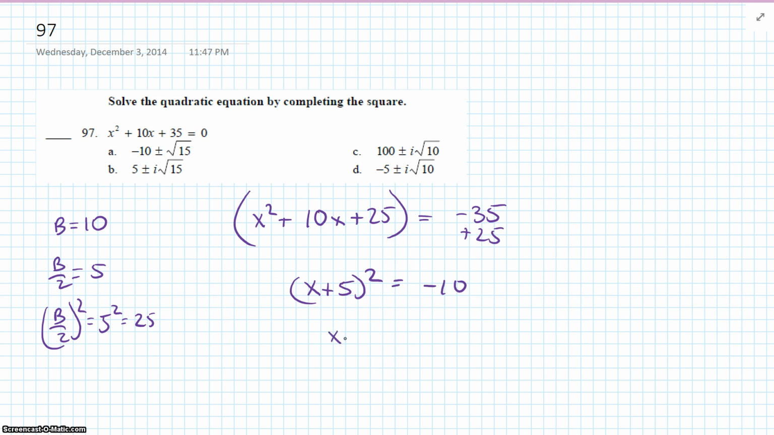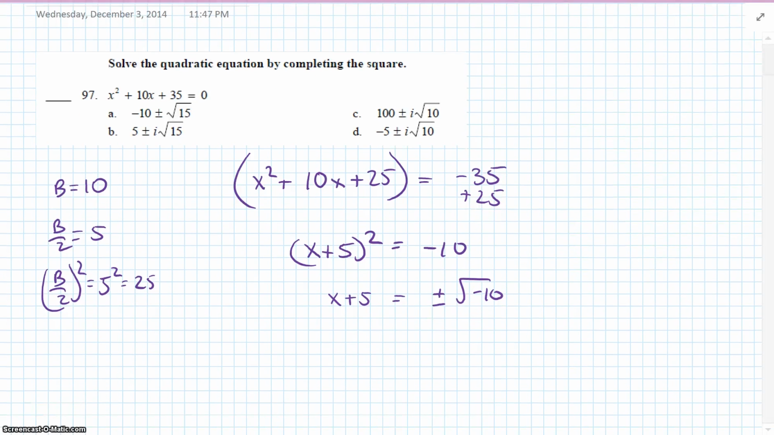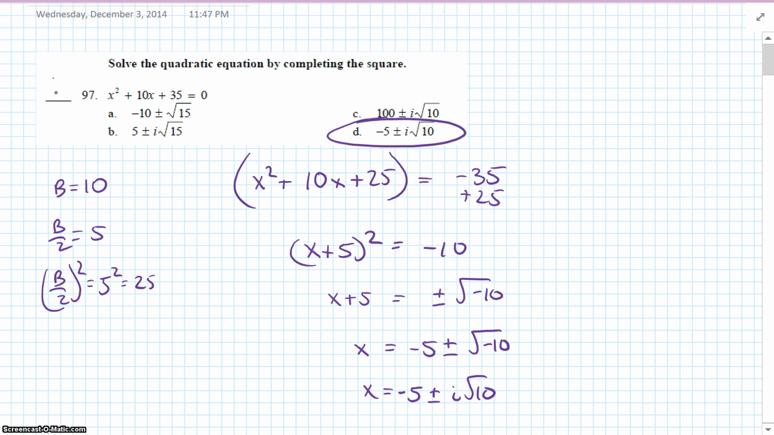Square root each side, so x plus 5 equals plus or minus the square root of negative 10. Now get x by itself, so we subtract 5 from each side. So x equals negative 5 plus or minus the square root of negative 10. Well, to get rid of the negative sign, we put an i on the outside. So negative 5 plus or minus i square root of 10. Looks like the answer would be D.